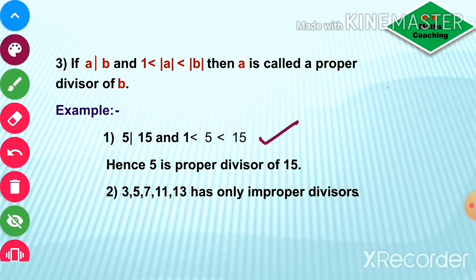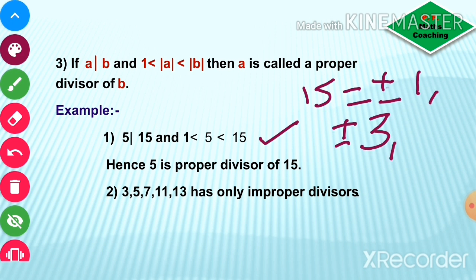We know that the divisors of 15 are plus minus 1, plus minus 3, plus minus 5 and plus minus 15.